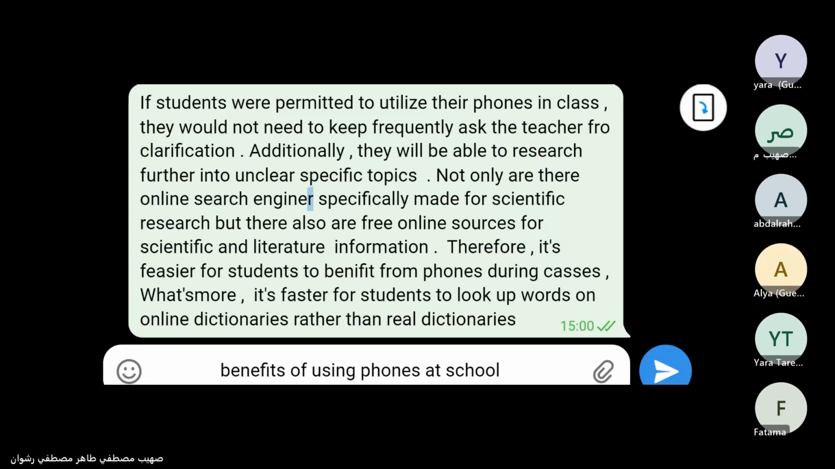Therefore, it's easier for students to benefit from phones during classes. What's more, it's faster for students to look up words on online dictionaries rather than real dictionaries. Okay, thank you. Yara Tariq.